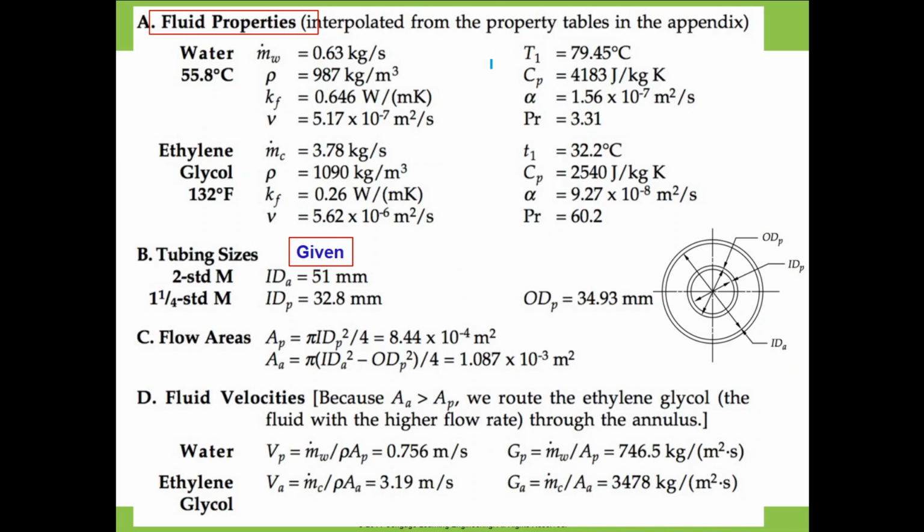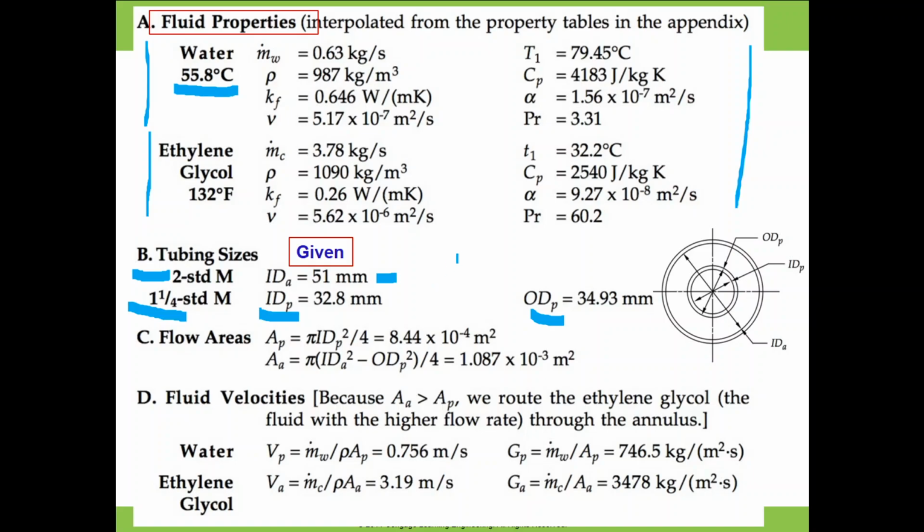so these properties are evaluated at the mean of the inlet temperature. That is 55.8 degrees Celsius for water and for ethylene glycol. So both are at the same temperature in the beginning, and these properties can be seen from the table. Now what else is given, the tube diameter is given: the outer tube is 2 standard, inner tube is 1¼ standard, and type M copper tubing. So we can see the size for the pipe, what is the inner diameter of the pipe, what is the outer diameter of the pipe, and what is the inner diameter of the second pipe, that we call the annulus.